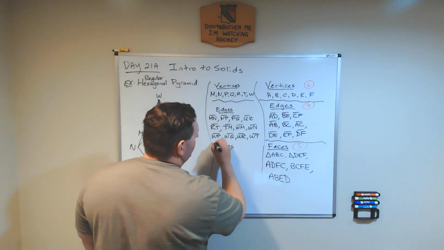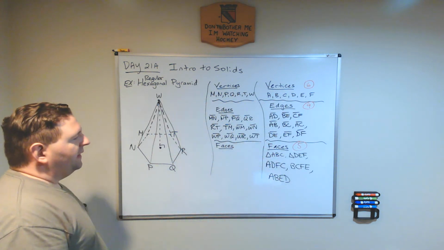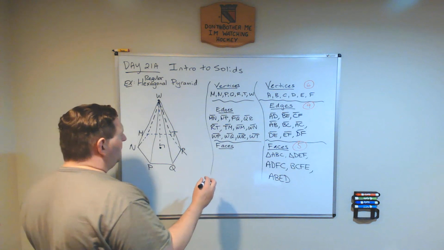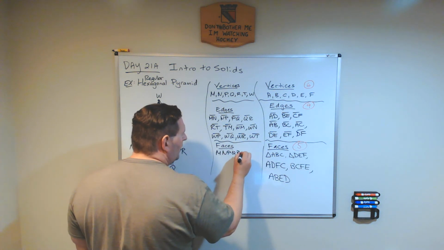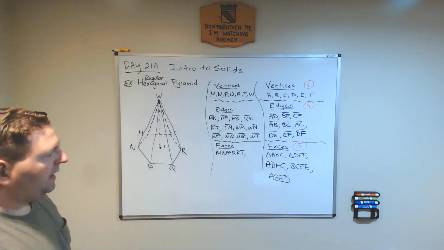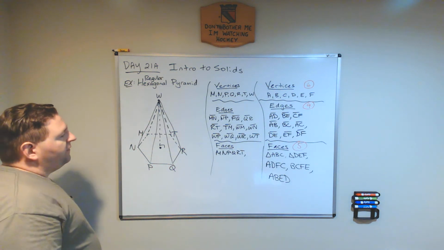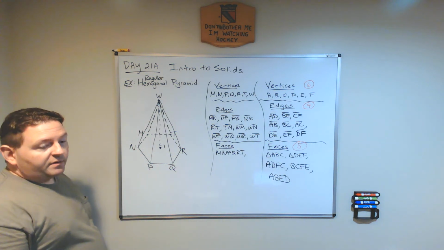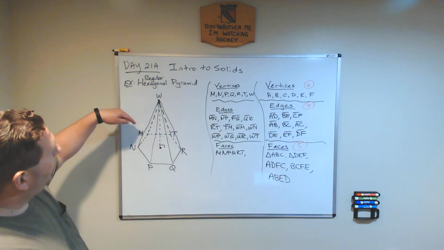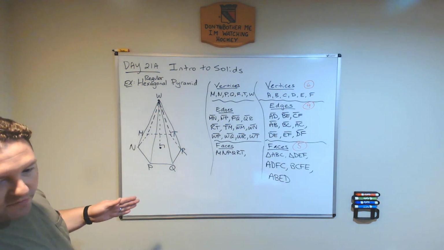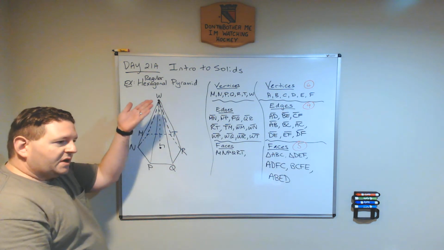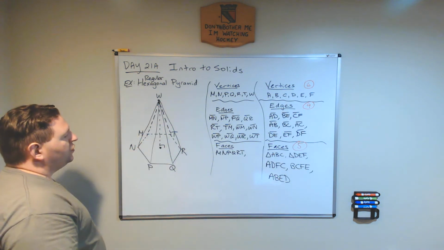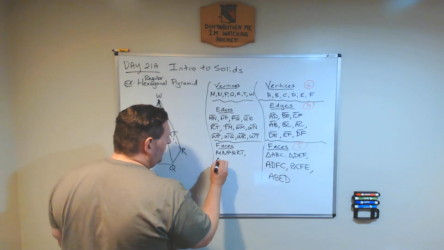And the faces, I've got the hexagon, MNPQRT. Okay, that's a hexagon. And then I have 6 triangles. So I have, again, it might be easier for you to start in the middle here. You have PWQ, which is coming down on the slant here. Triangle PWQ.